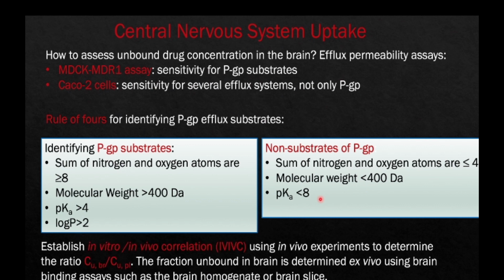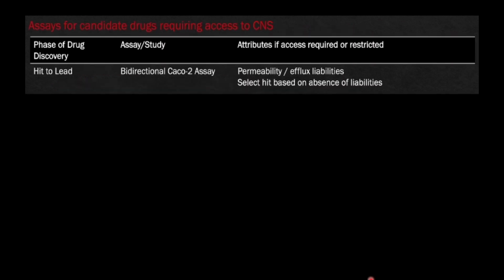And we can establish an in vitro and in vivo correlation. So this is IVIVC, using the in vivo experiments to determine the ratio of Cu,br over Cu,pl. The fraction unbound in the brain is determined ex vivo using brain binding assays such as the brain homogenate or brain slice. So these are assays for candidate drugs requiring access to the central nervous system.